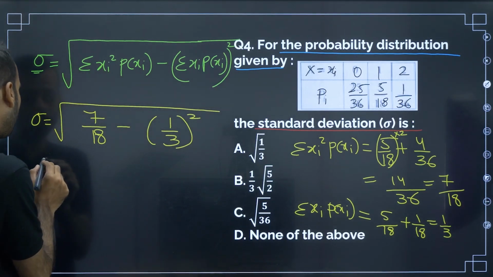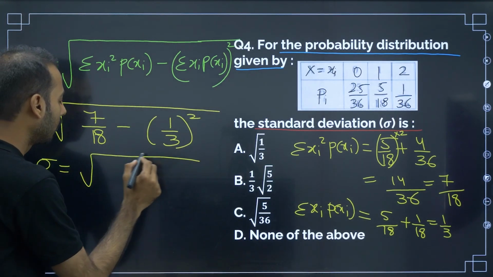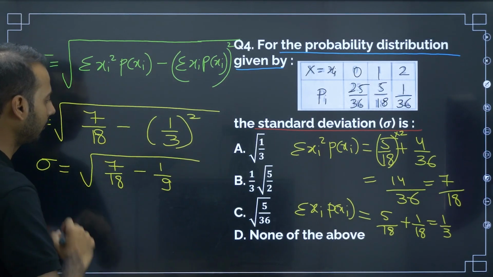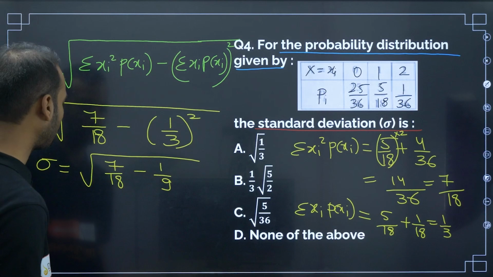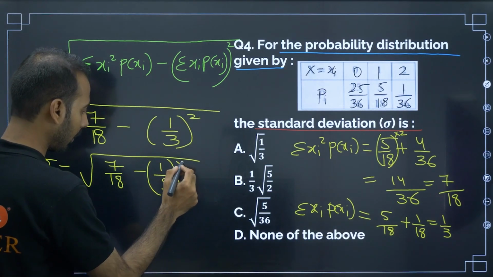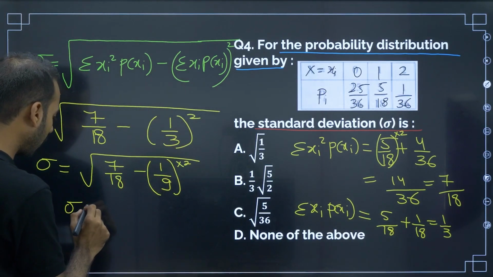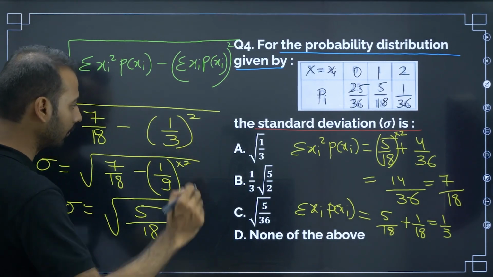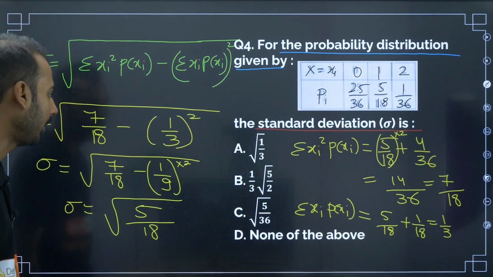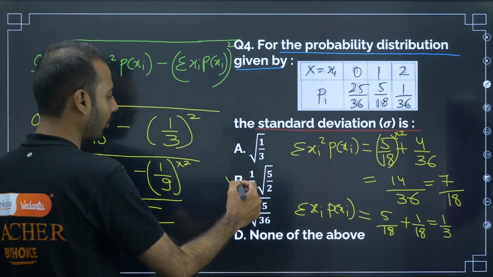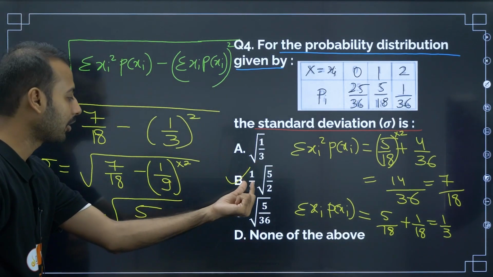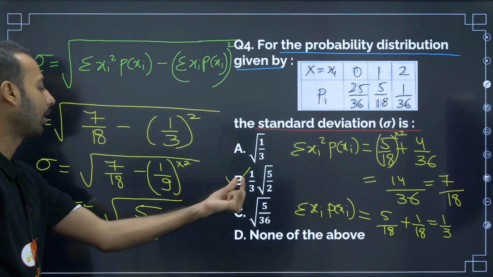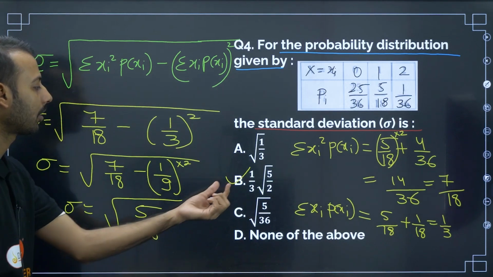So sigma is equal to 7 by 18 minus 1 by 9. For this, let me multiply by 2. So sigma is equal to under root of 5 by 18. Is there any option like 5 by 18? Yes, B is the answer for this. Just simplify, it is not available ready-made. 18 can be written as 9 into 2. If I keep 9 outside of the root, I will get 3, and inside it is 2. So the answer for this is B.